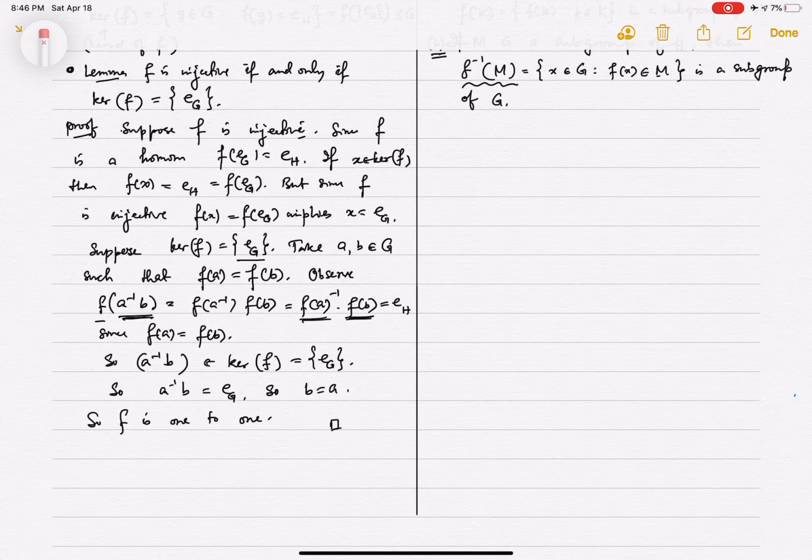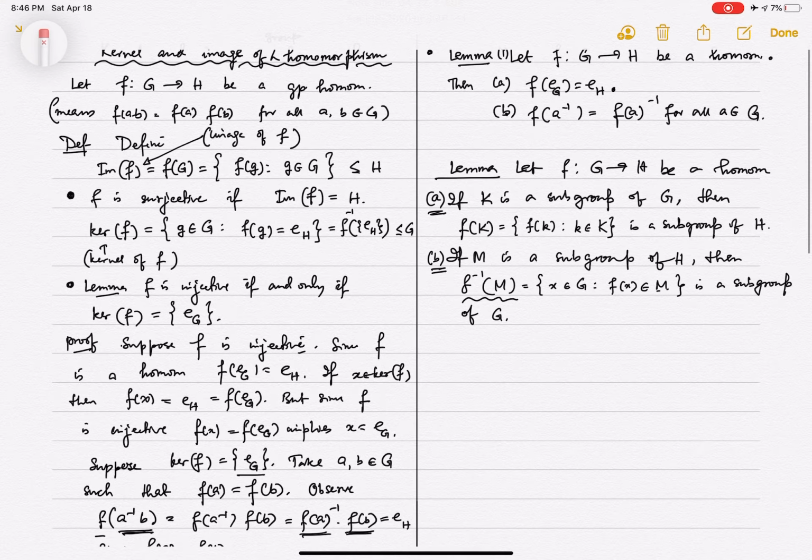So this is why the kernel plays a rather important role. It lets you decide whether a homomorphism is 1-to-1 or not.